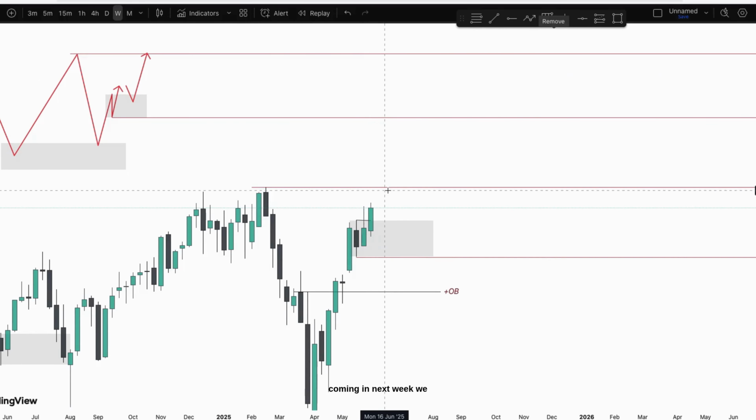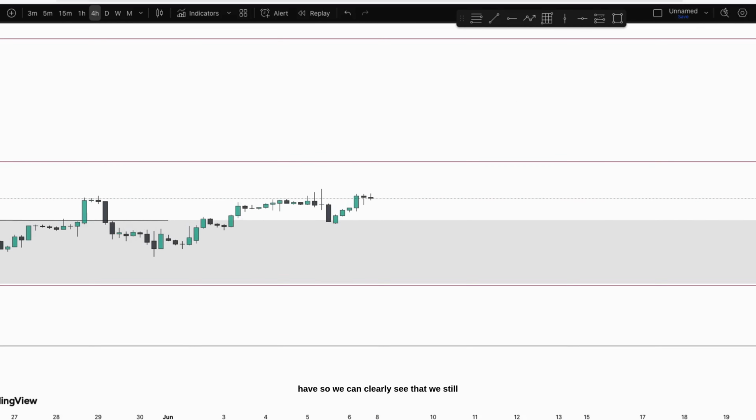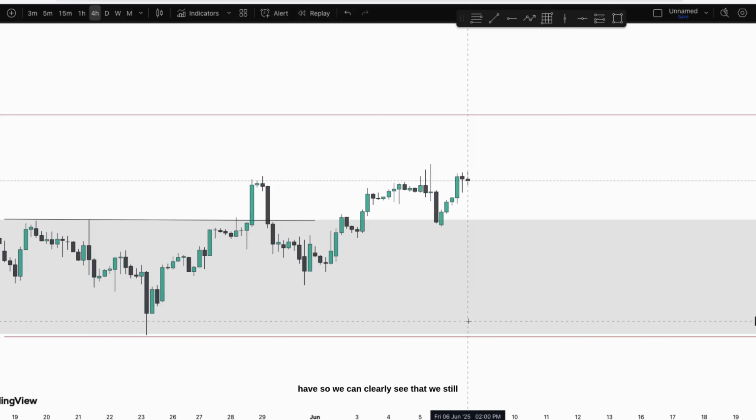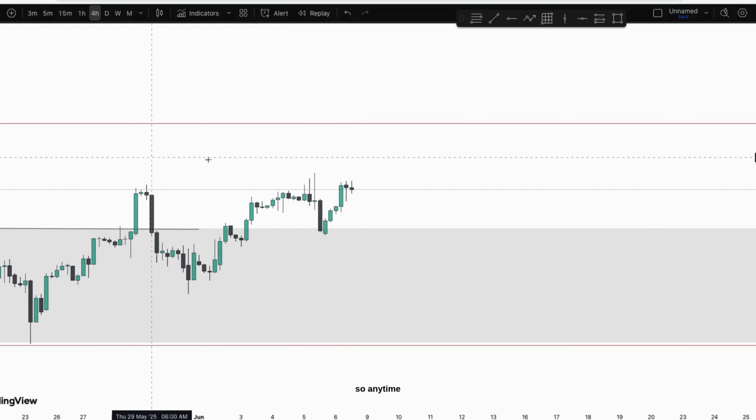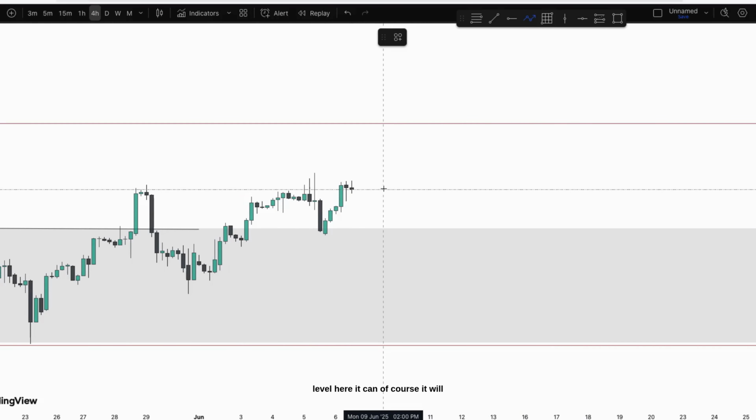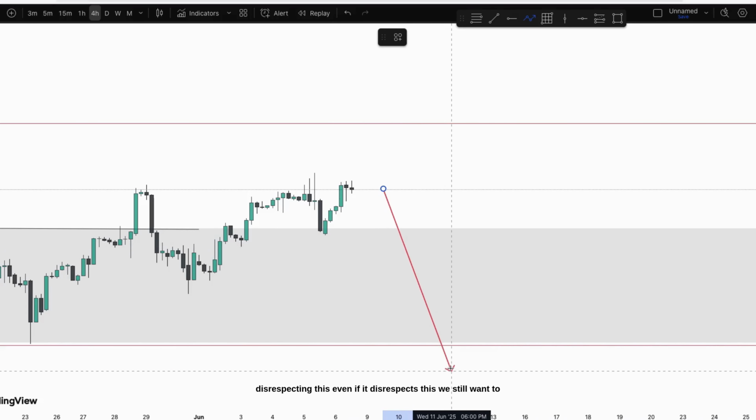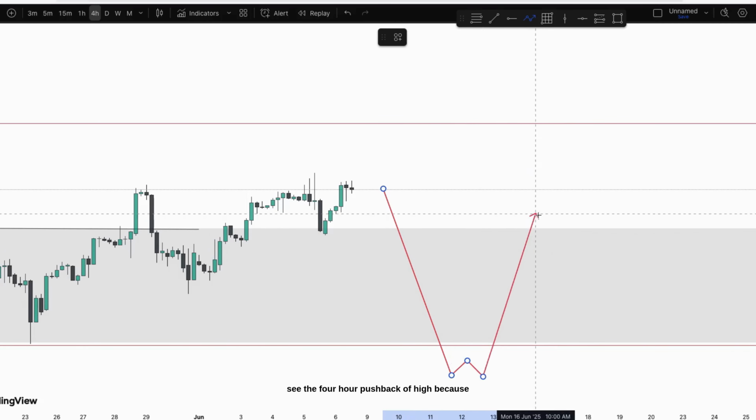So coming in next week, we just have to drop on 4 hour and see what we have. We can clearly see that we still have this huge order block here. So anytime 4 hour gets back to this level here, of course, it will sweep this, right? We need it to sweep this, right? For that weekly candle to expand, it's going to sweep it, but not disrespecting this. Even if you disrespect this, we still want to see the 4 hour push back up higher.